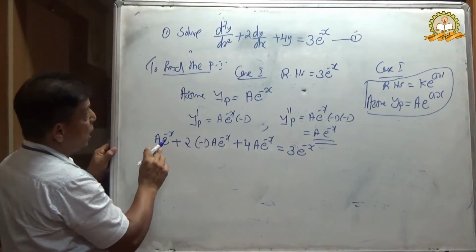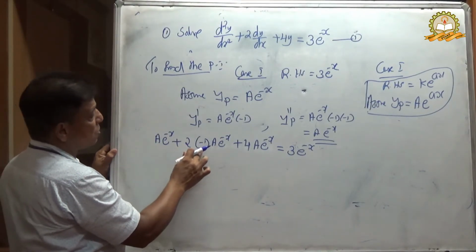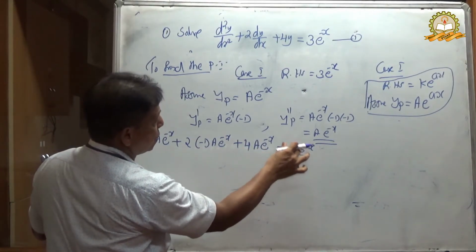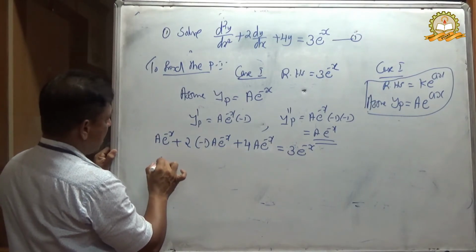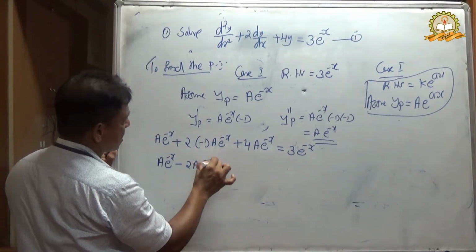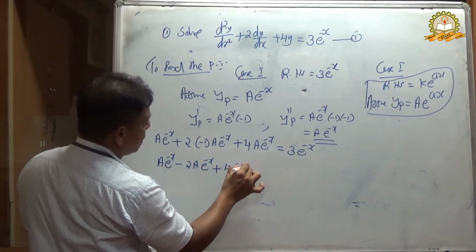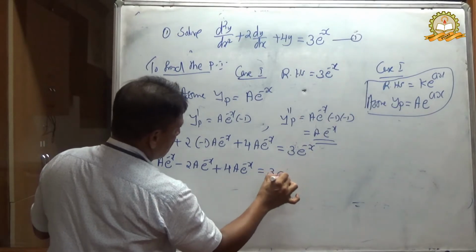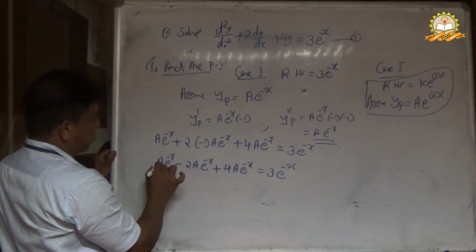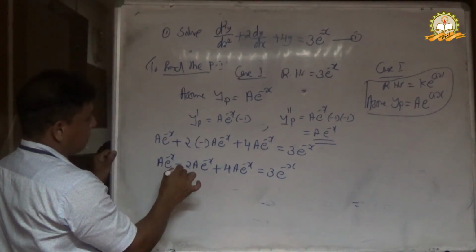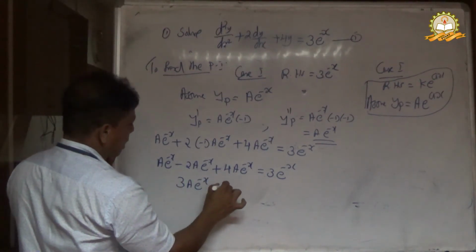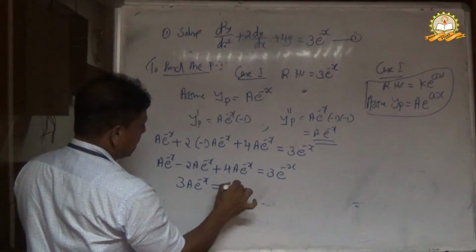Then we get a into e raised to minus x plus 2 into minus 1 a into e raised to minus x plus 4 into a into e raised to minus x is equal to 3 into e raised to minus x. That is a into e raised to minus x minus 2a into e raised to minus x plus 4a into e raised to minus x is equal to 3 into e raised to minus x. Then 1 minus 2 plus 4 gives 3a into e raised to minus x, that is equal to 3 into e raised to minus x.